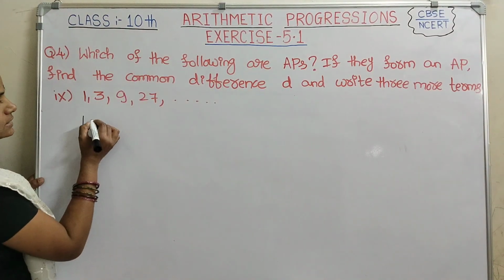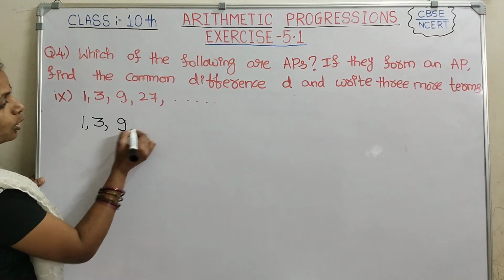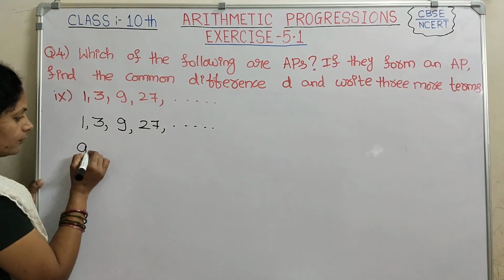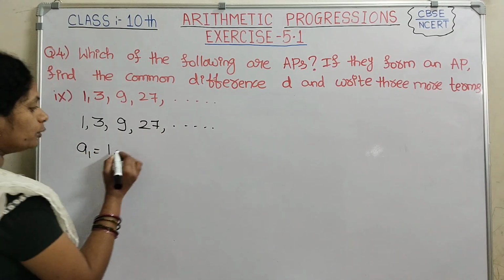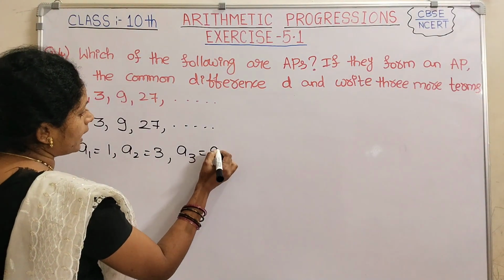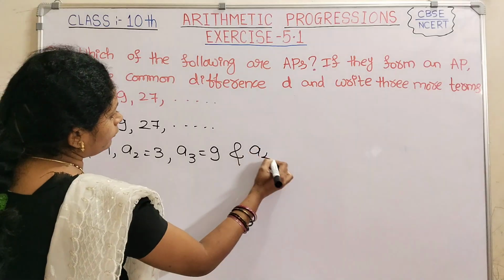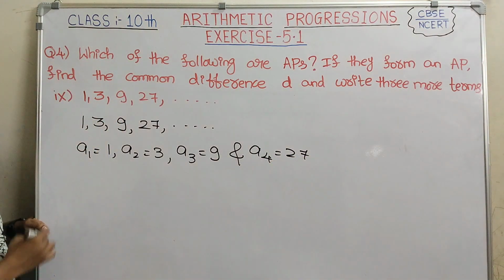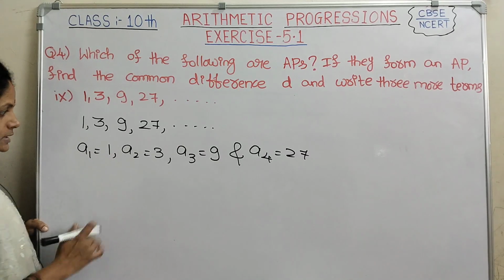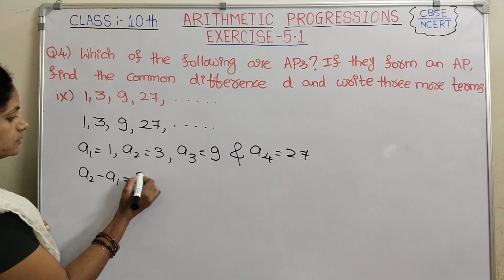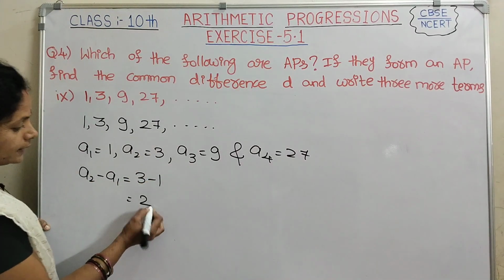We'll write the given series as 1, 3, 9, 27 and so on. We'll take A1 equals 1, A2 equals 3, A3 equals 9 and A4 is 27. First we have to calculate A2 minus A1 and A3 minus A2, their common differences. A2 minus A1 is 3 minus 1, that is 2.